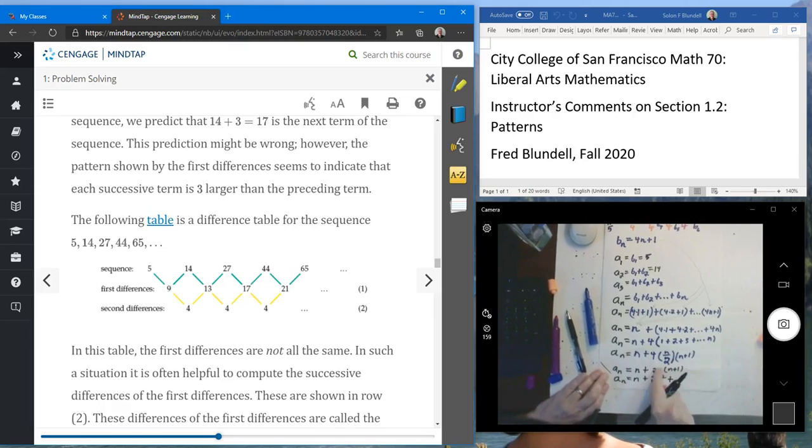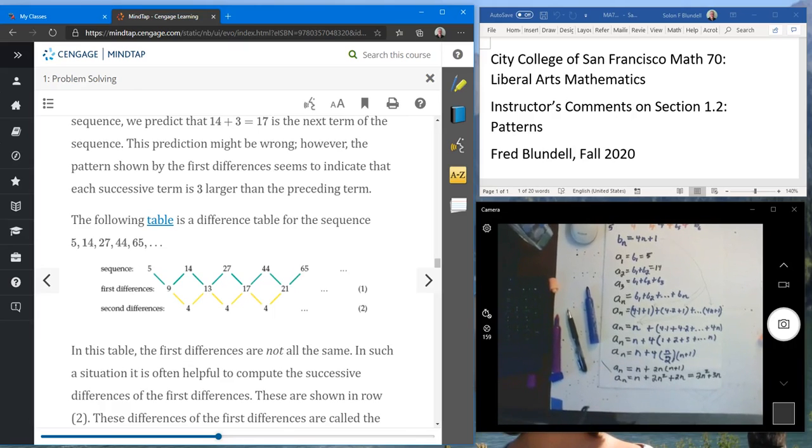So anyhow, I have 2n times n, that's 2n squared, plus 2n. So we finally come down to our formula. We've got 2n squared plus 2n plus another n, that's 3n. 2n squared plus 3n. And so that's a formula for this sequence here.